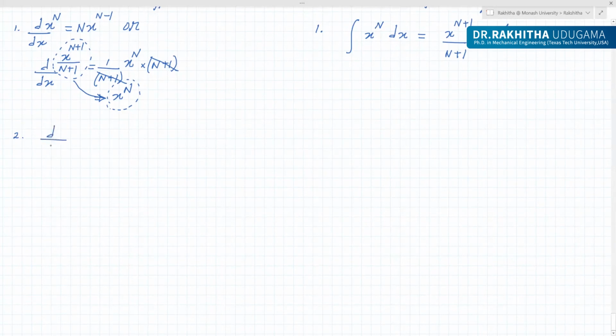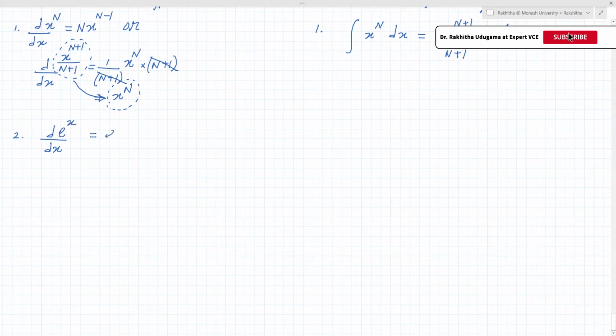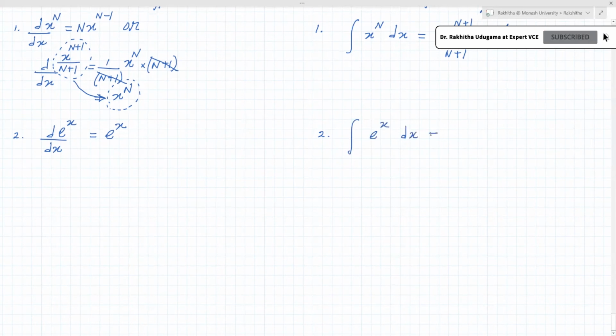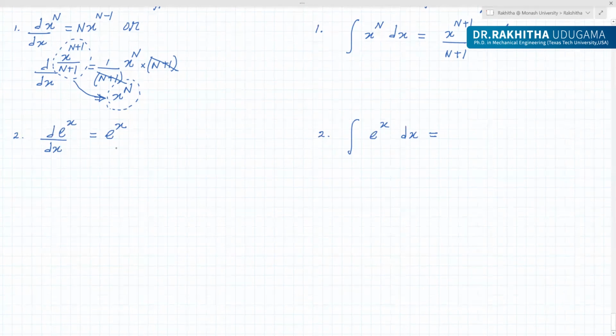The second base case would be d/dx of e to the power x is equal to e^x. Now this is your input and this is your output. Here, you are going to give this as your input in the integration. So the integration of e^x dx is equal to, and once you use that one, you are using this one right here. This would be your output. So that is very easy.